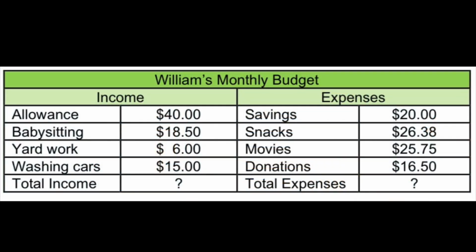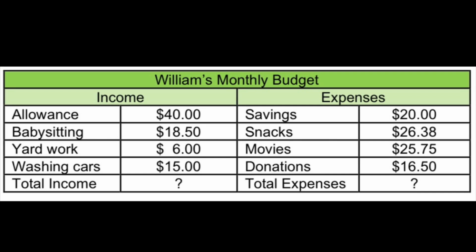This is also called a financial record. Now let's look at William's monthly budget. You see one column that has income. You see the other column has expenses. Now, notice the period of time that we are looking at. We're looking at a monthly budget. In the left column, we see that William has his income, and on the right, he has his expenses.